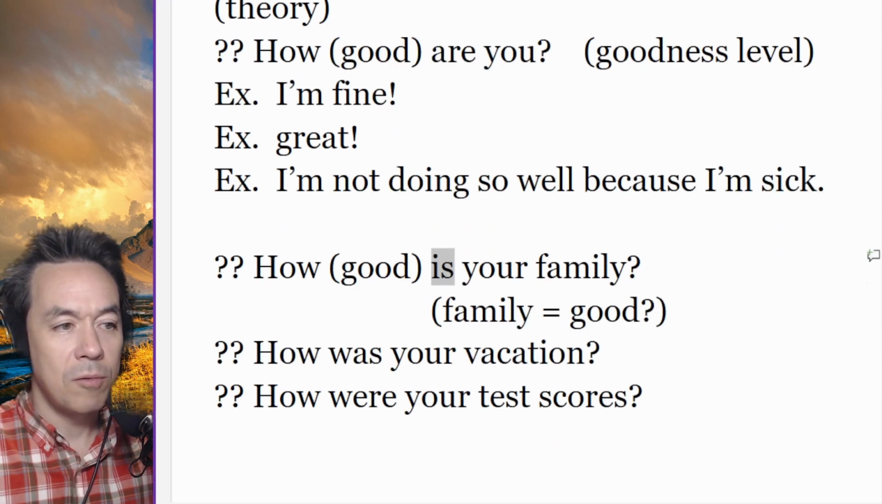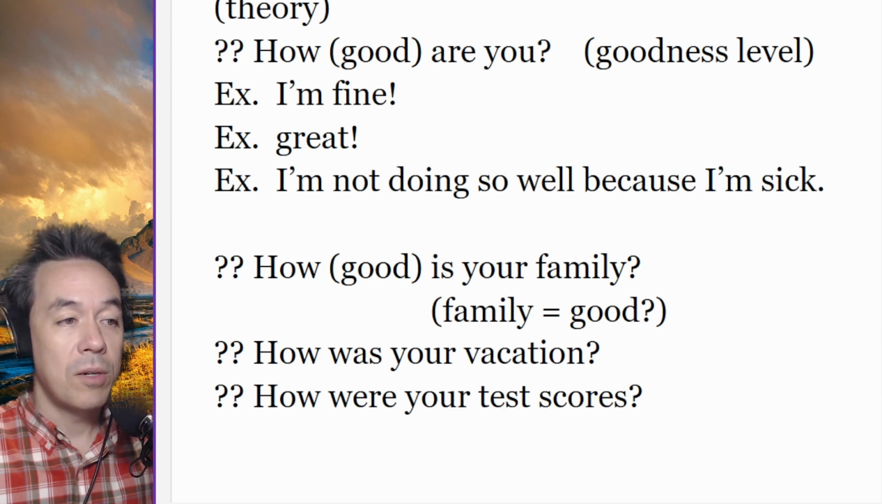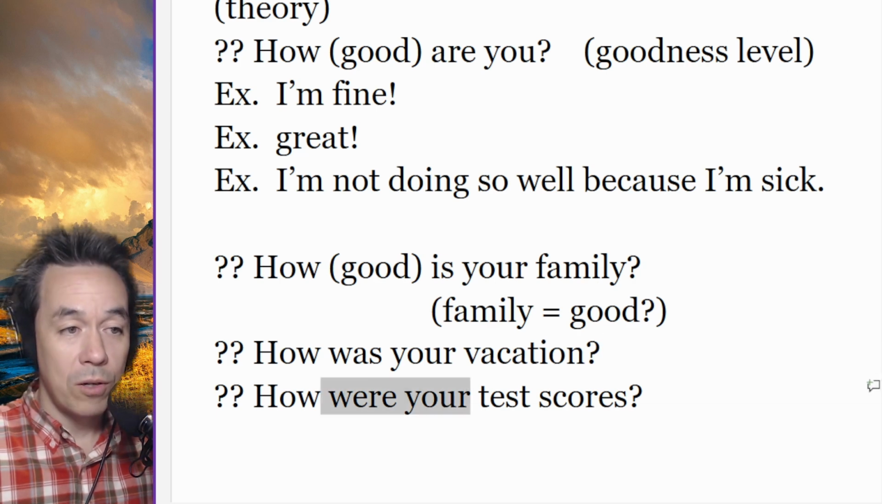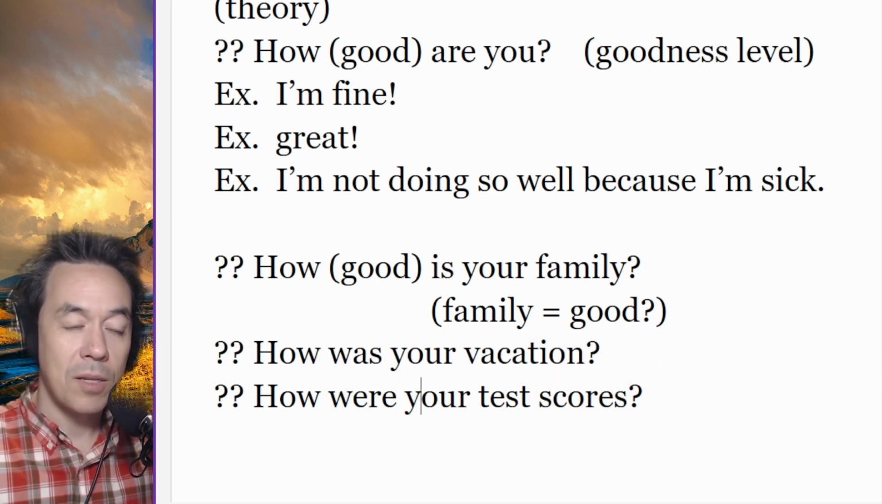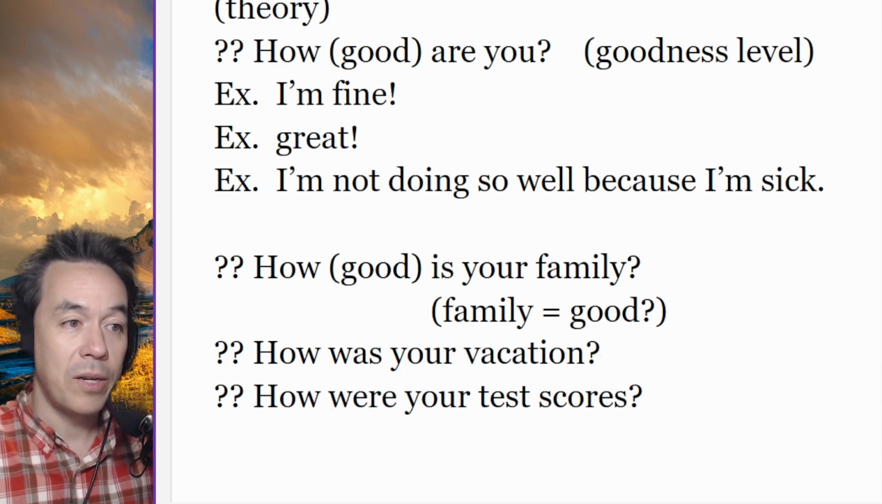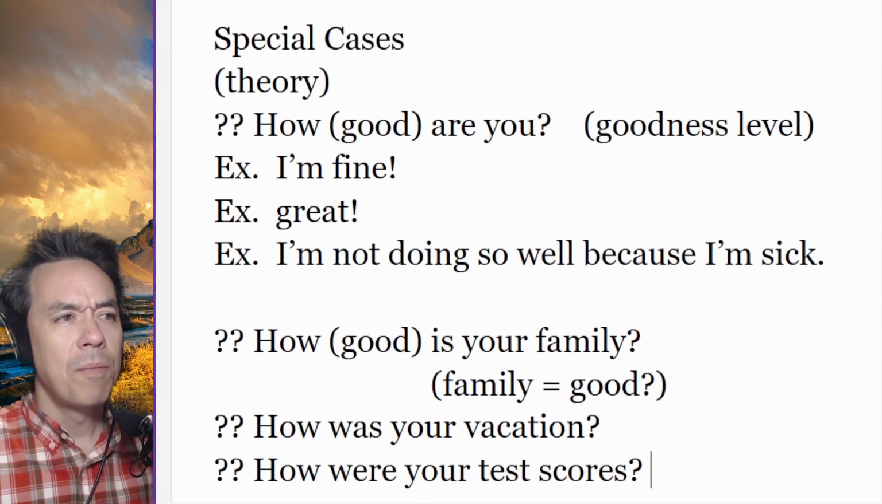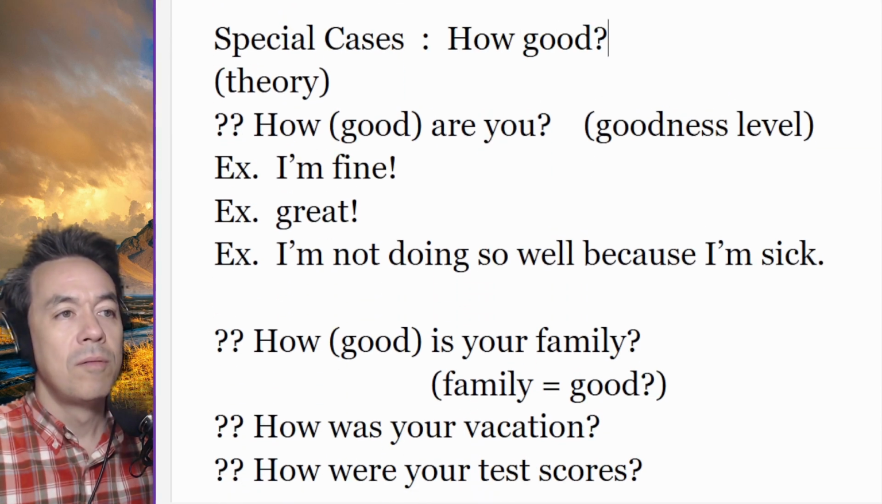That's what this verb is, the equal sign. Your vacation, good, bad, how was it? How was it? How were your test scores? Because that's a plural one, so it has to be were, and it's past tense. Past tense plural. How were your test scores? Okay, so that's special case number one, how good.